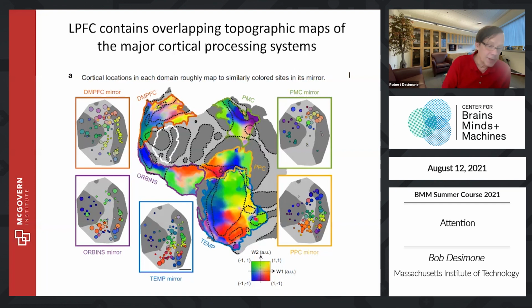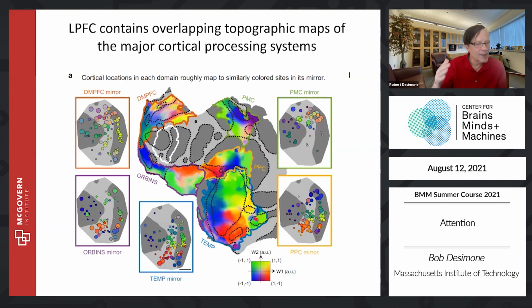And so that means, for the temporal and parietal cortex, the prefrontal cortex takes those two domains, overlaps them, and then both integrates them and feeds back to comparable levels in each processing system. Another way of looking at this is that the prefrontal cortex contains maps of all of the major processing domains in the rest of the brain.